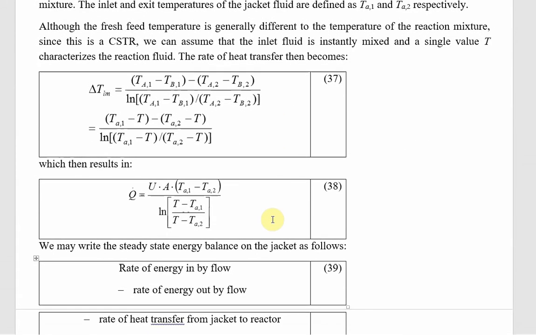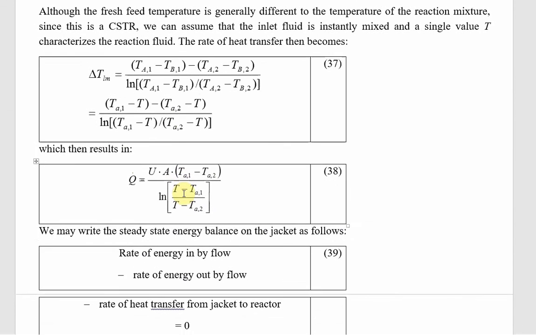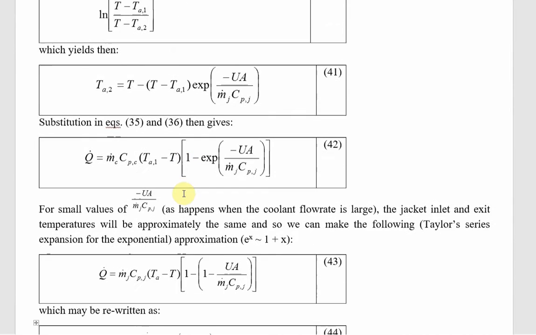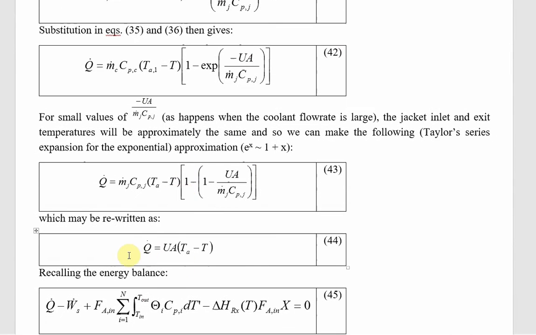So we applied the approximation that if the flow rate was high enough, then that simplifies to this form, right? It can be as simple as this, but this is under the assumption that the flow rate is quite high, which means that on the jacket side, on the heat transfer medium side, the temperature difference is approximately zero.